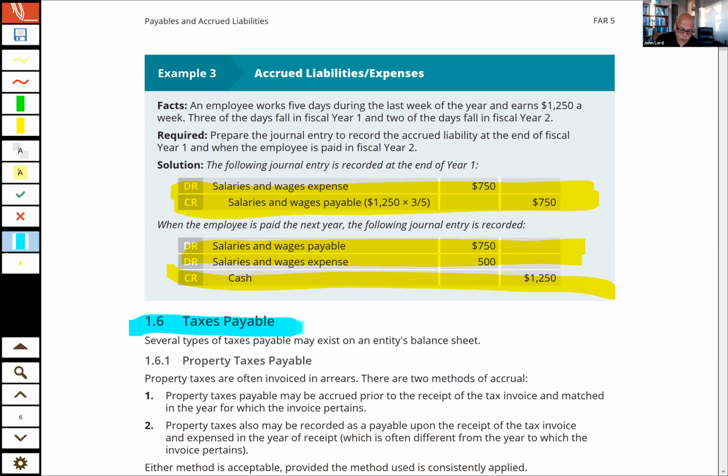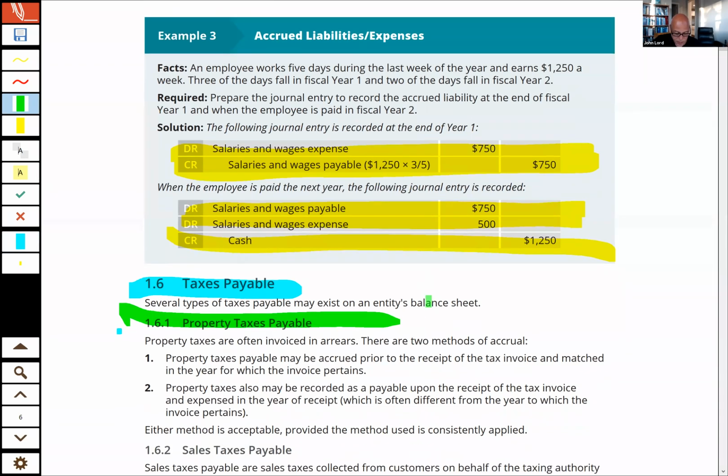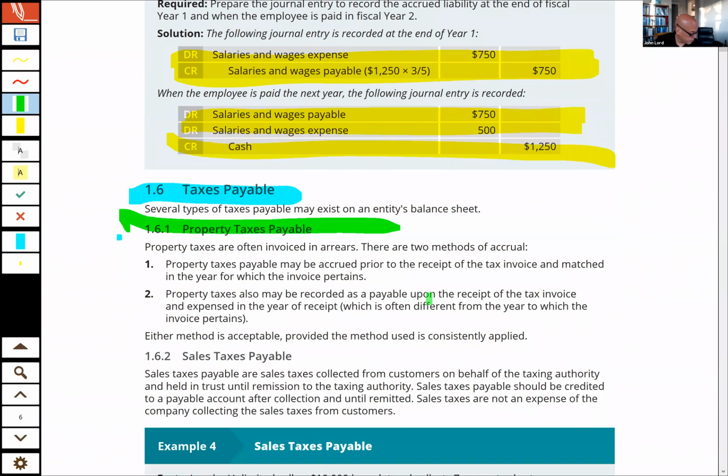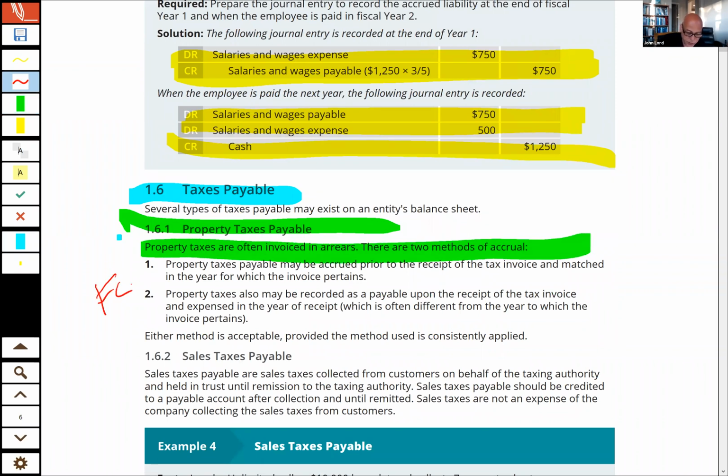Okay. So what I really wanted to talk about here was the property taxes payable. And we're going to talk about taxes payable in general. And they tell us that you have 2 choices on property taxes. So let's just flashcard this, okay? With the property taxes, it may be accrued prior to the receipt of the tax invoice, and then you're going to go ahead and do your best to estimate what that amount will be and allocate it to the period to which it relates, okay?